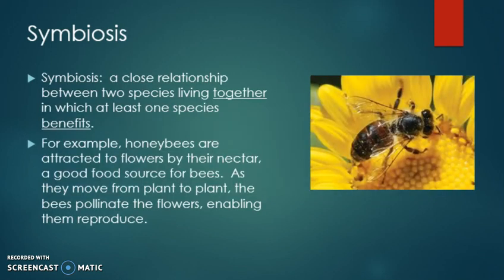So we've gone through two relationships so far, predation and competition, and now we're going to move into a set of three relationships that all fall under the same umbrella, which is symbiotic relationships. And symbiosis is just a close relationship between two species that live together and in which one of the species is benefiting.